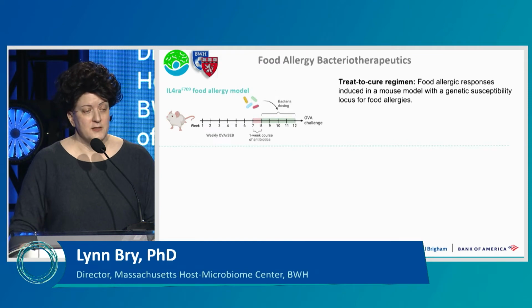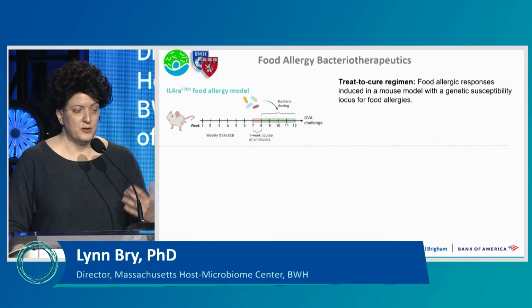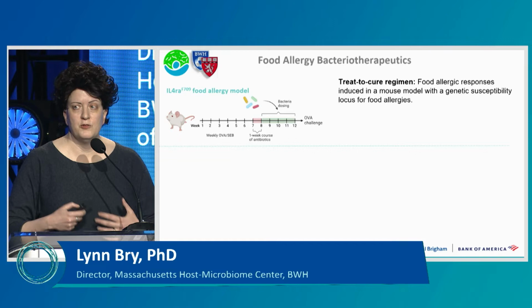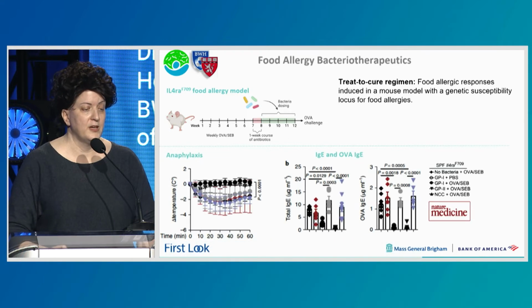Just to show some of the data, this is our animal model using a well-published mouse model with a defect in the interleukin-4 receptor that makes it trigger happy. Mice are sensitized for a period of 8 weeks, after which they will anaphylax if they're exposed to ova or peanut butter or particular milk allergens.